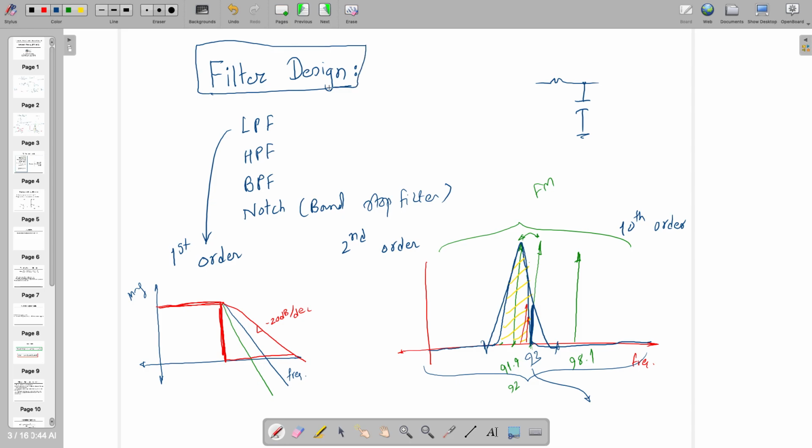So if I'm telling you the specification that I want to design it for this frequency, and I want to hear just this frequency and not the other frequencies which are nearby, they are these frequencies.